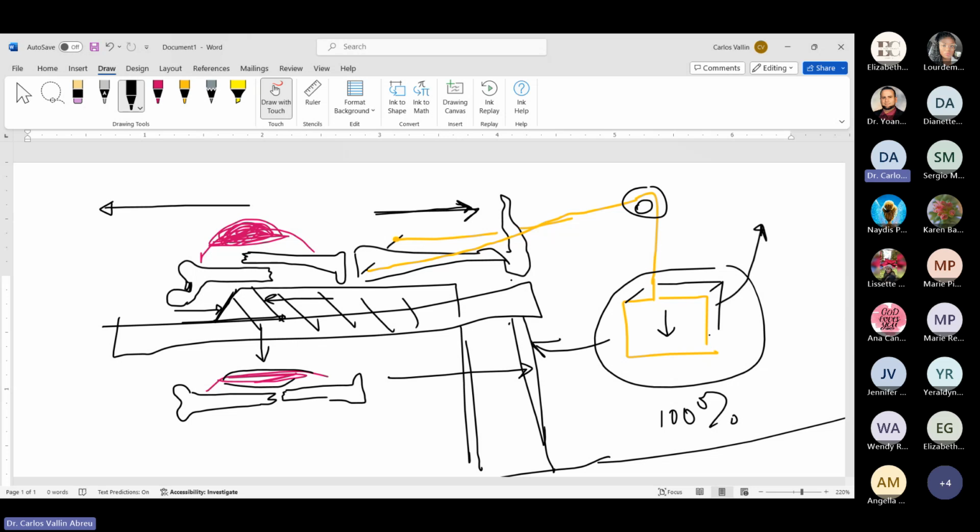It's important that always the heel needs to be floating in the air. Never should it be making contact with the mattress.